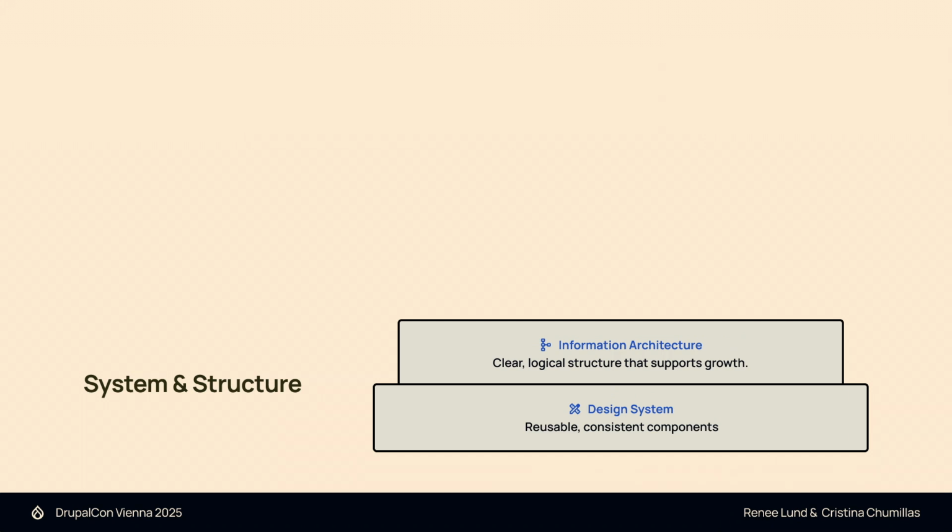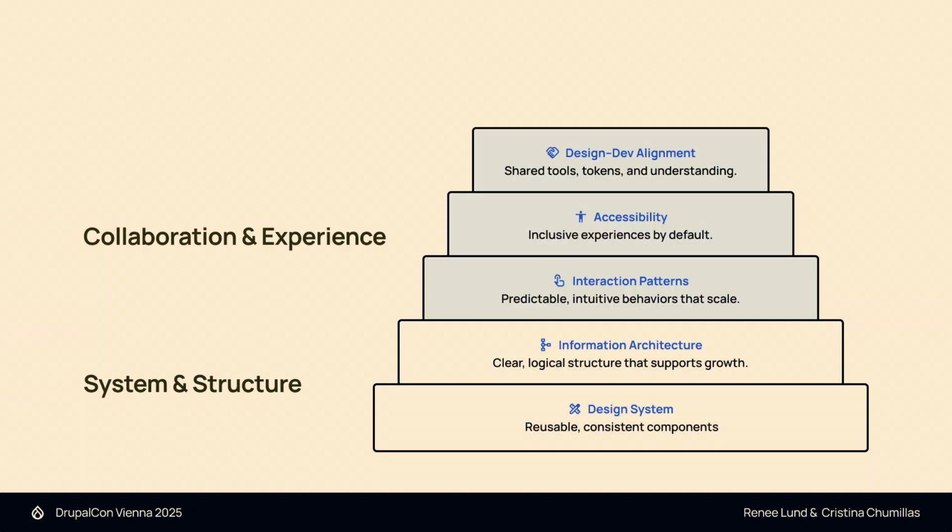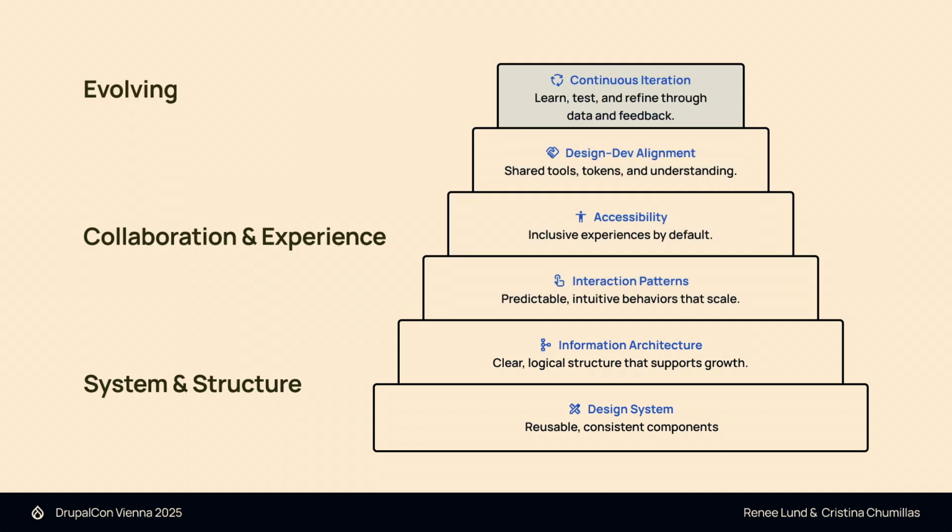It begins with system and structure down at the bottom, leveraging things like design systems and information architecture, and going into collaboration and experience, making sure that there's a shared language between you and whoever you're working with, and that your patterns are predictable and intuitive, because people need to know how to use your stuff. Next, it's going to continue to evolve, so you're going to have to keep coming back and refining things. As we all know, that's just how software is.